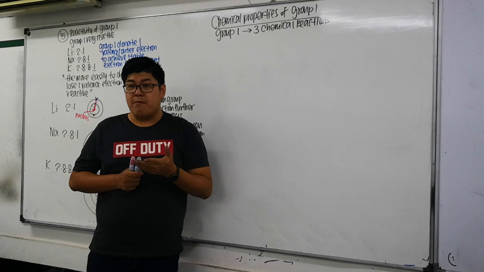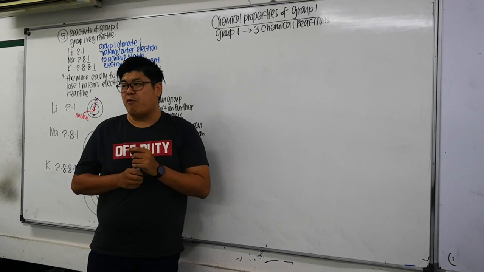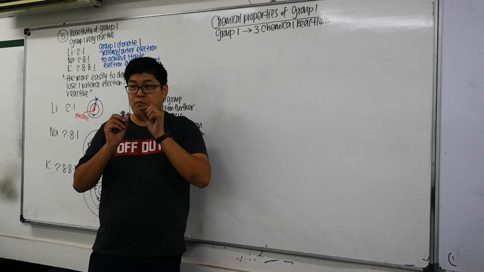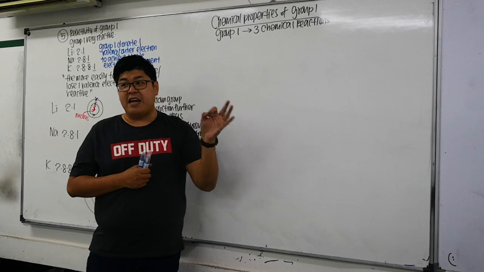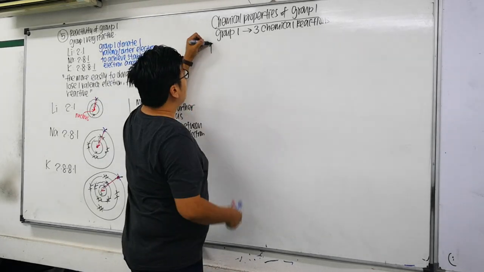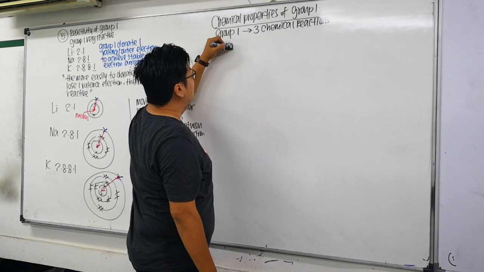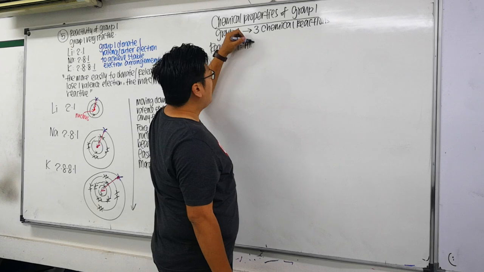Here, you don't need to memorize all of that. I'll teach you a way that you don't even memorize, you predict. You use 3 things, and you can predict all 9 things. I'll show you how to do it. Follow me. The first reaction that we need to know is this. Group 1 is the alkali metals.